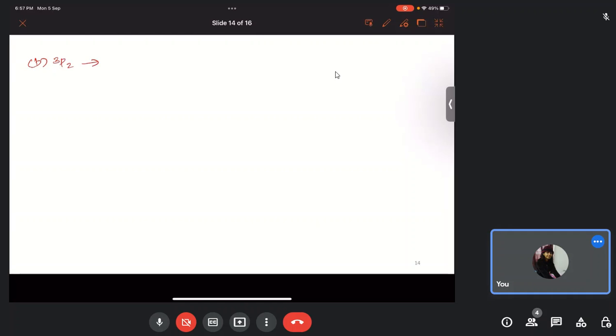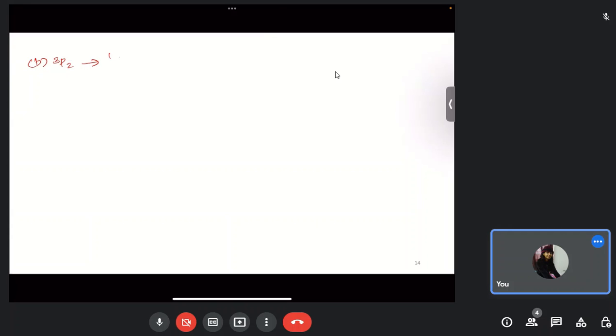3P to 2, 1 is 0. So delta S is not equal to 0 because the multiplicities are not the same. 2S plus 1 is 3 here, and here it is 1, which is not following the spin selection rule. So this is a spin forbidden transition.